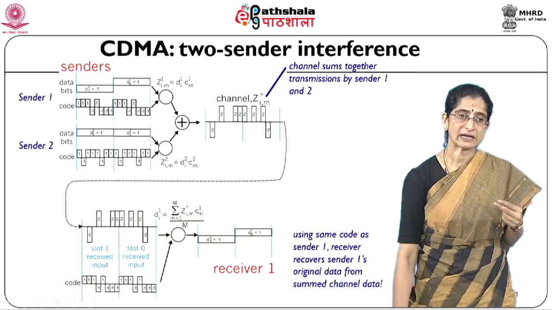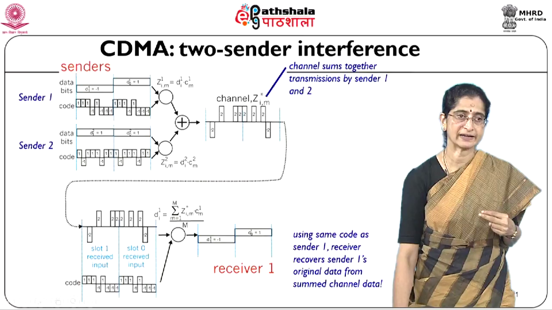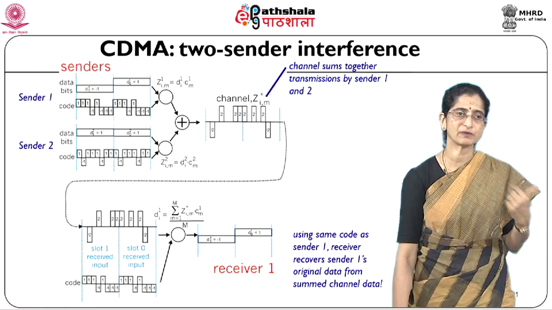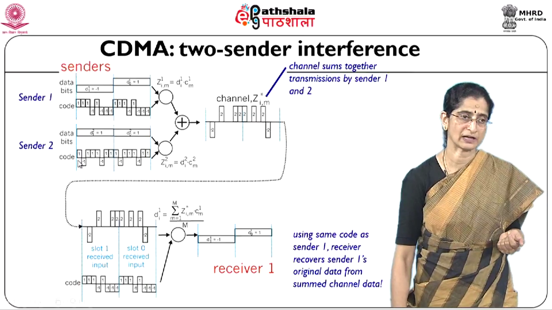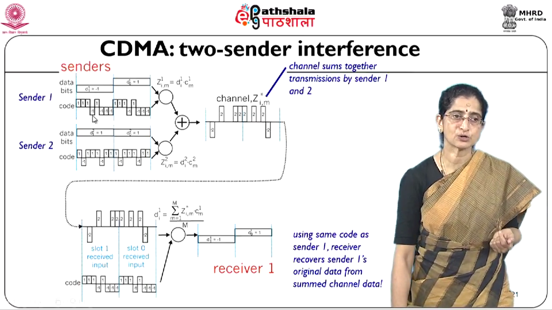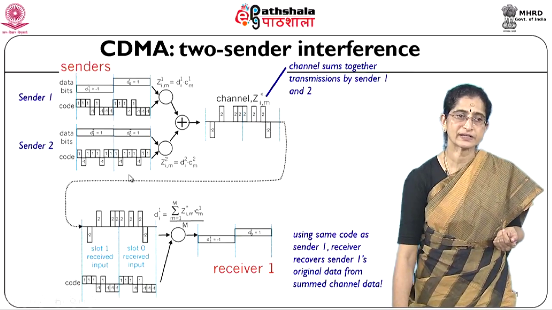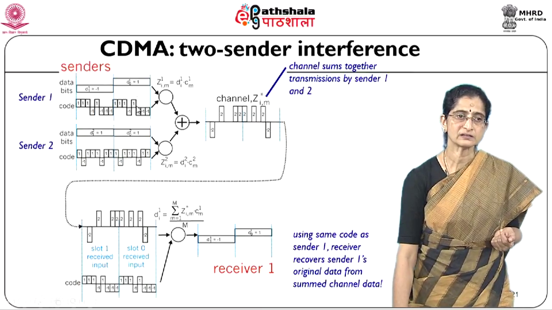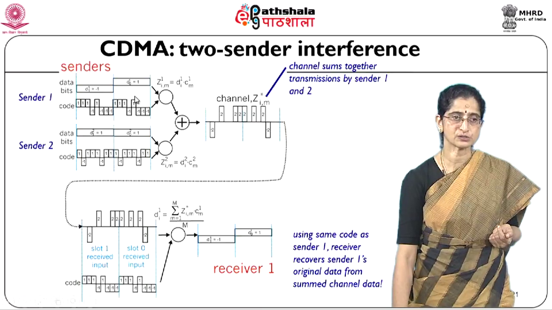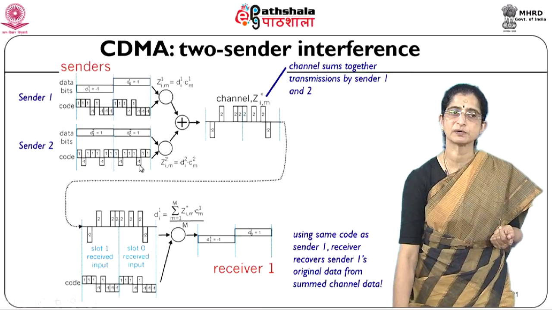So let's look at what happens when we have two users sending data simultaneously. Here we saw an example where only a single user was sending. Suppose two users are sending data simultaneously. Let's look at what will happen. Sender 1 has got this code, right? Sender 2, you can see, has a different code. He is also transmitting a 1. But you can see that the codes used by the two are different.